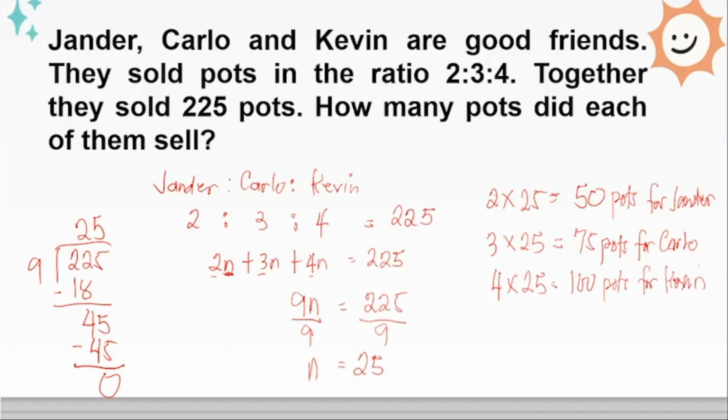Okay? So, as you can see, the pots that each of them sold is 50 pots for Gender, 75 pots for Carlo, and 100 pots for Kevin. If we add those numbers of pots that each of them got, the total we get is 225 pots also. So that means the n that we got is correct. So, that's how we solve and set up a ratio in a partitive proportion.